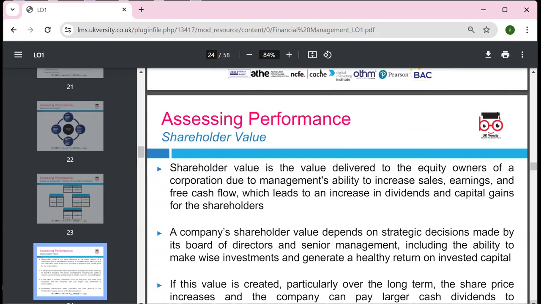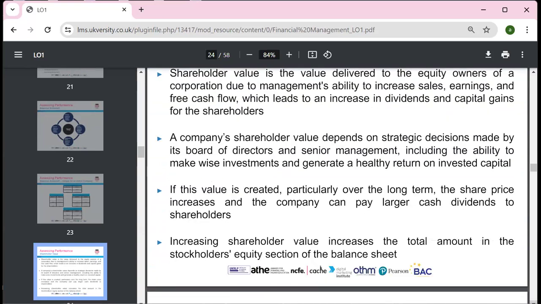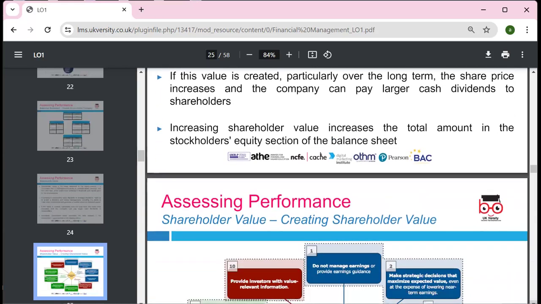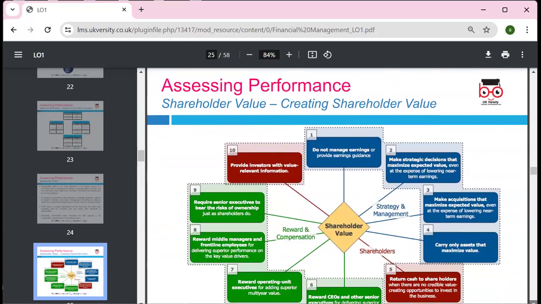Shareholder value is the value derived by the equity owners of the corporation and the management's ability to increase the sales, earnings, and free cash flow, which leads to increased dividends and capital gains. The company's shareholder value depends on the strategic decisions made by the board and management, including the ability to make wise investments. If this value is created, particularly over the long term, share prices increase and the company can pay larger cash dividends. We need to look at increasing shareholder value, the total amount in the shareholders' equity on the balance sheet. Assessing the values, creating shareholder value.